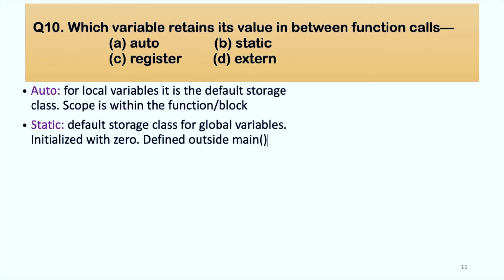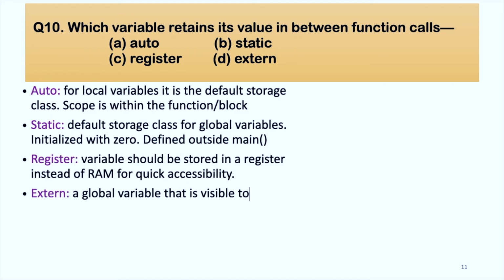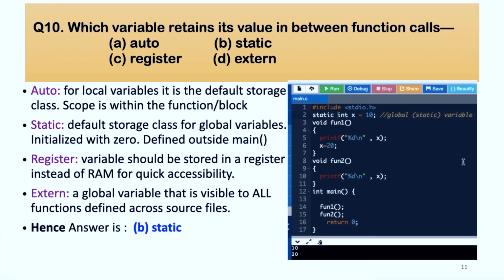We have already discussed different kinds of storage classes, and now we see an example. In this example you can see that outside of any function we have defined static int x equal to 10. We could have omitted this word static because a global variable is by default static. Then we have written function 1, where we print the value of x, then assign a new value x equal to 20. Then in the next function we again print the value of x.